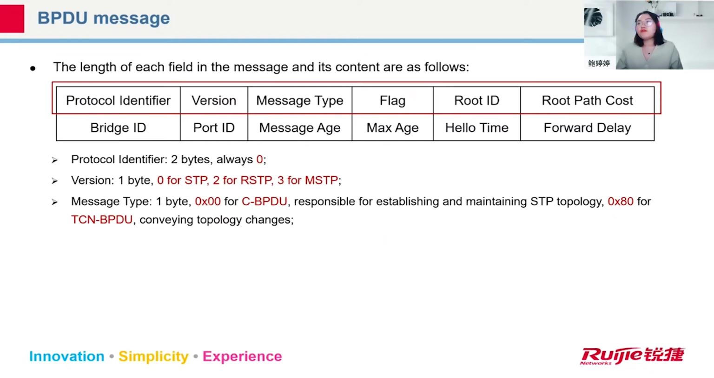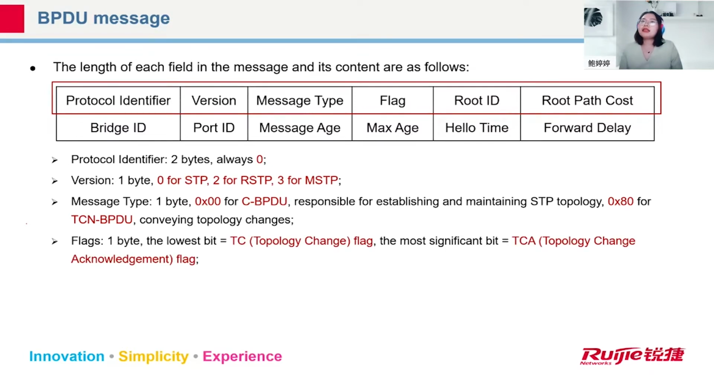About the TCN BPDU, the value will be 80. And the next part is the flag. The flag is 1 byte long, and 1 byte means we have 8 bits. The lowest bit is the TC flag, topology change. The most significant bit is TCA, the topology change acknowledgement flag. So this part will also be connected with the TCN BPDU. Pay attention.